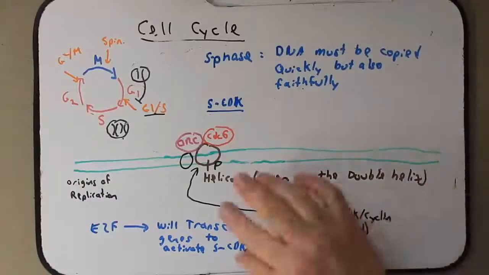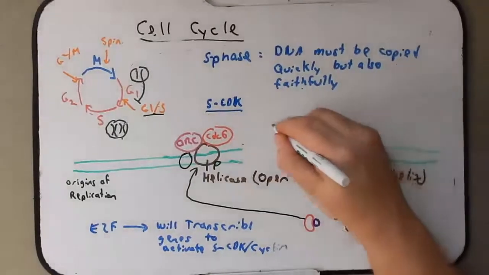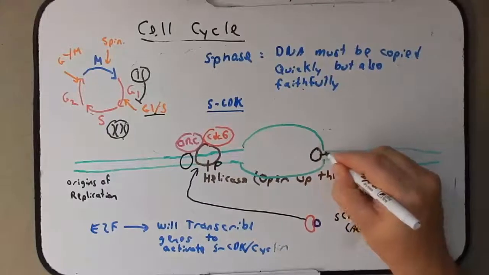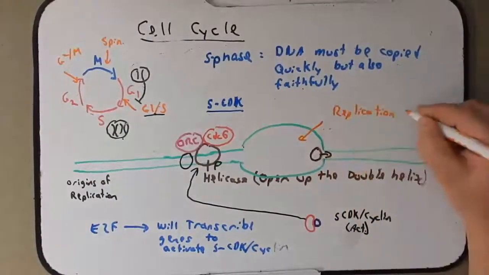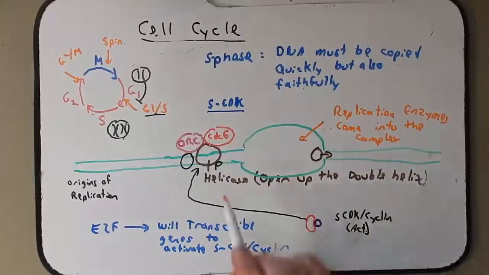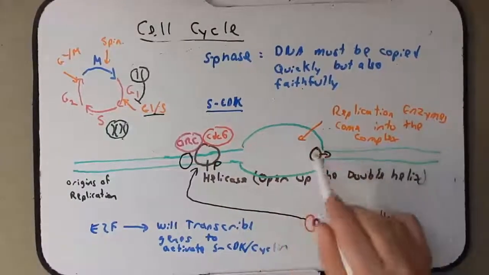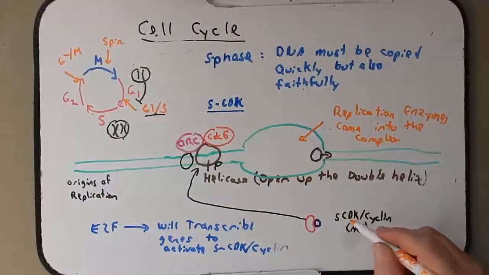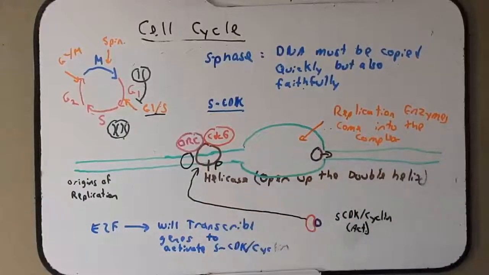I'm going to erase this to kind of show you this next stage. The helicase will begin to unwind the DNA, so it kind of loops out like so. So we'll draw the helicase here, breaking those hydrogen bonds. And as it's breaking those hydrogen bonds, other replication enzymes come into the complex and begin to copy the DNA. So this helicase will begin to move down here, open up the DNA, replication enzymes come in here and copy the DNA. And that's because the activated cyclin-dependent kinase adds a phosphate to the helicase.